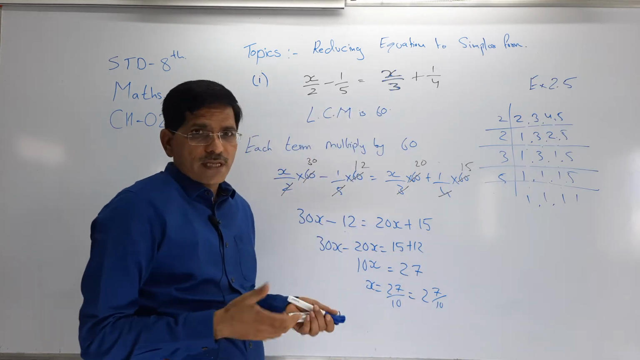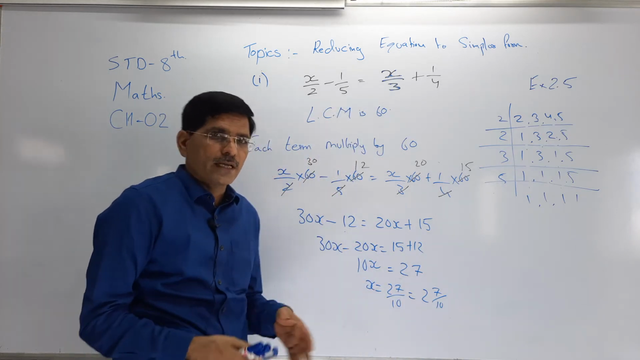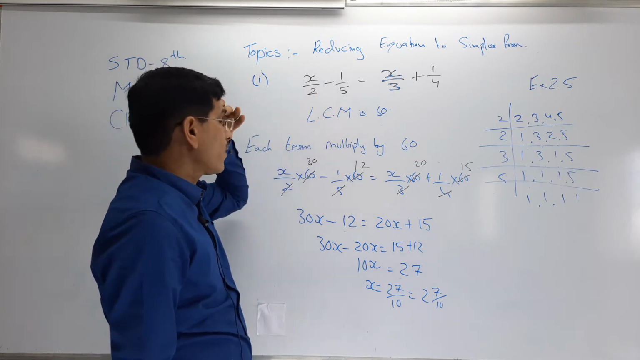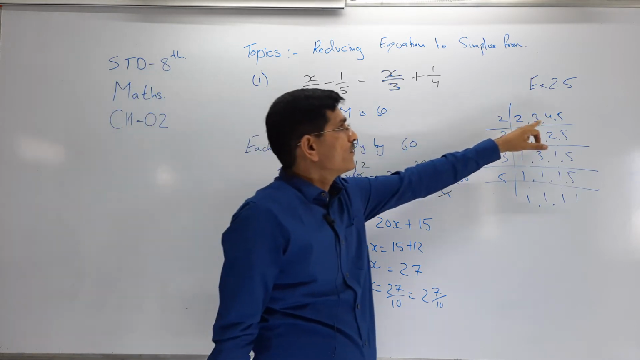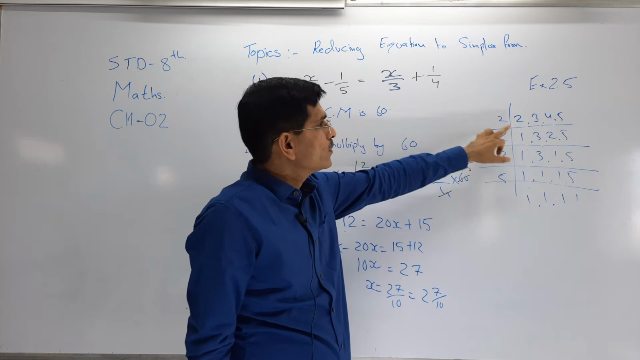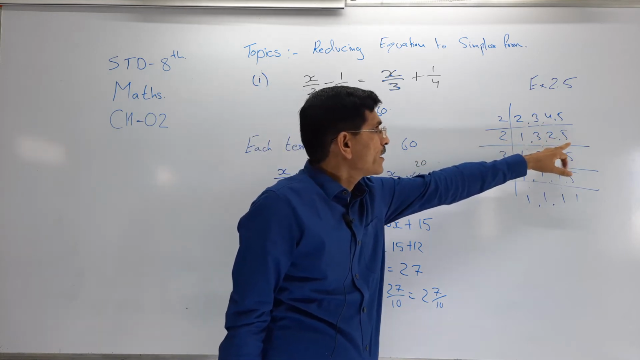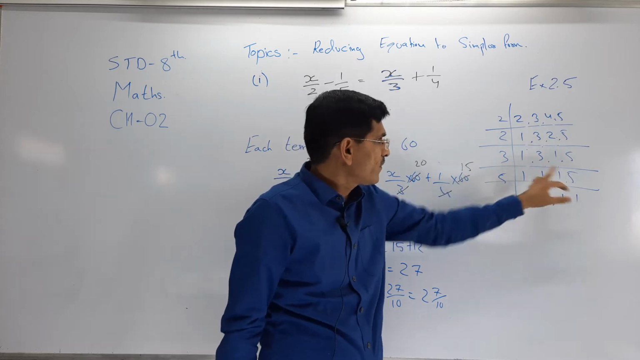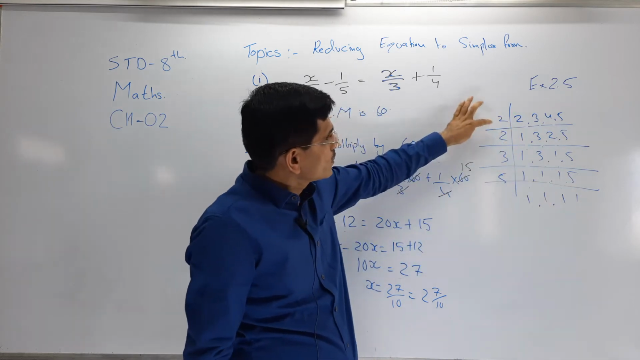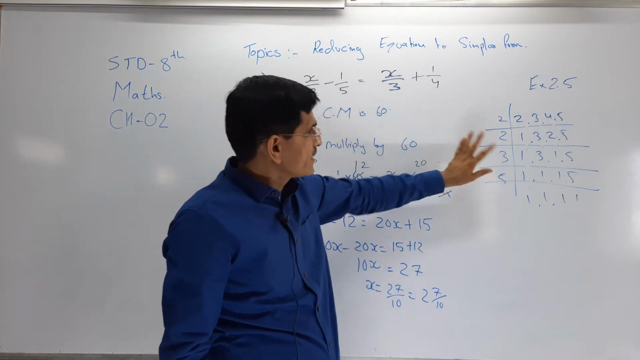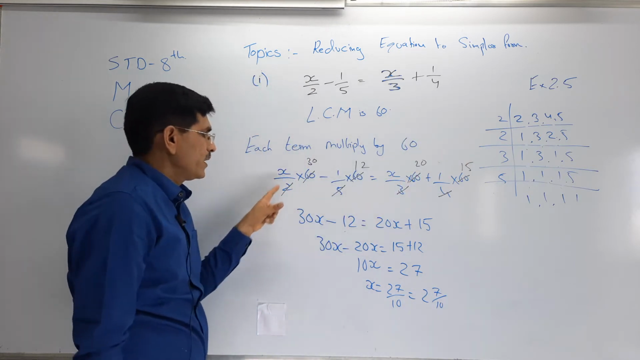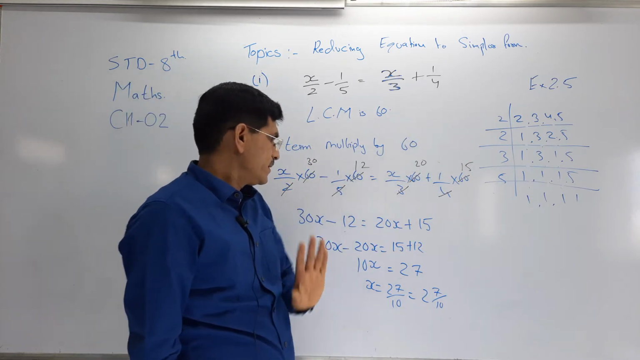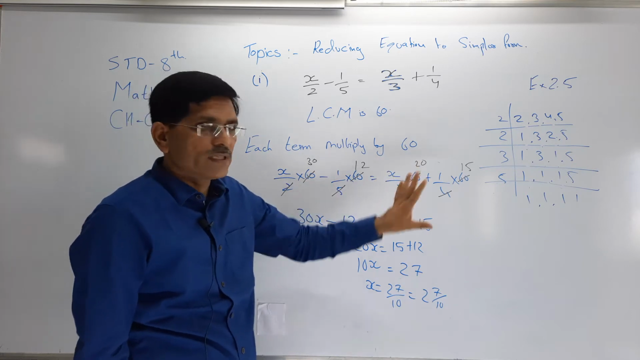Let me see if there is any mistake. What is the simpler form? 2, 3, 4, 5: 2 twos are 4, 4 threes are 12, 12 fives are 60. What am I doing? I have to multiply each term with 60.